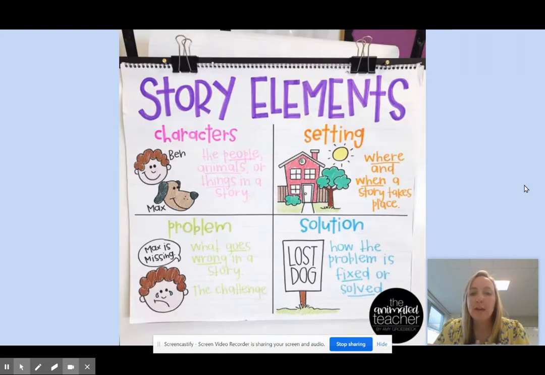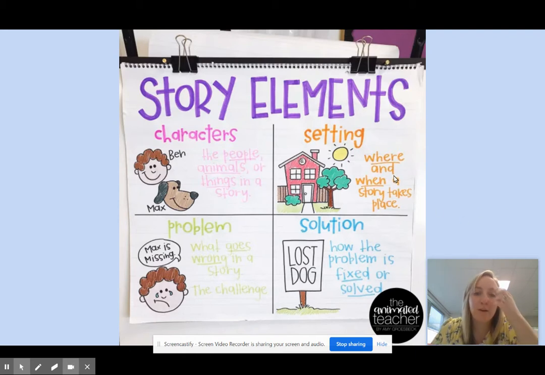So here are some story elements that we're going to be learning about. We start with the characters. The characters are the people, or animals, or things in a story. So like the nouns. Those are the characters who are in the story.